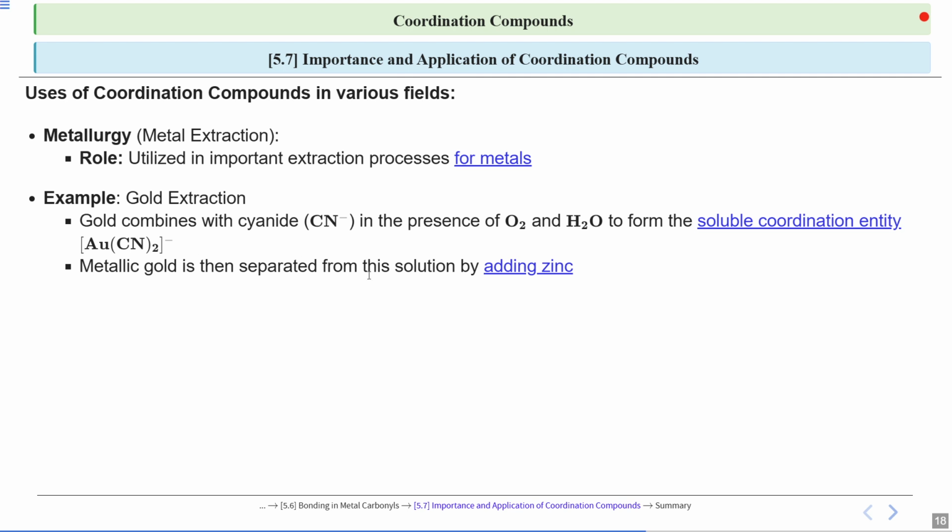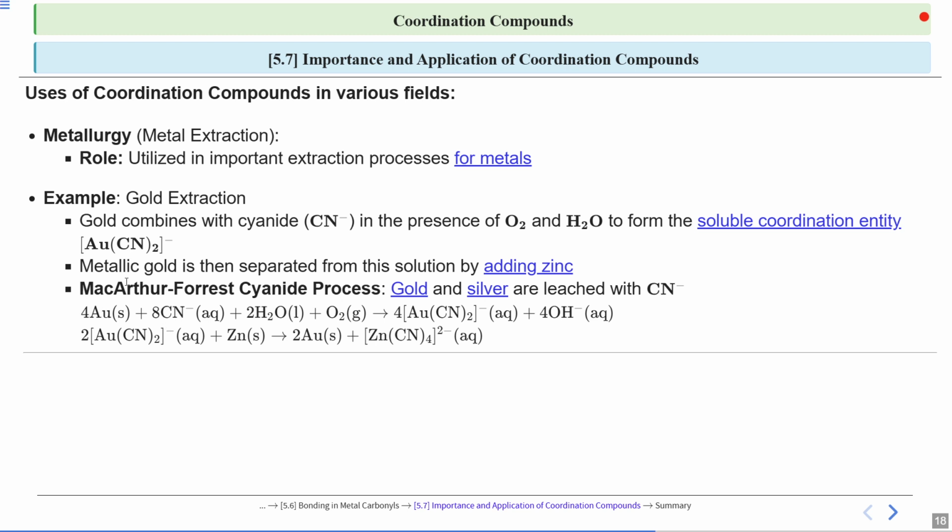Metallic gold is then separated from the solution by adding zinc. Now, we are getting this complex, and we know this complex is made up of gold, right? So we are extracting the gold. But if you want to take the metallic gold from this, the metallic gold is separated by adding zinc into it.